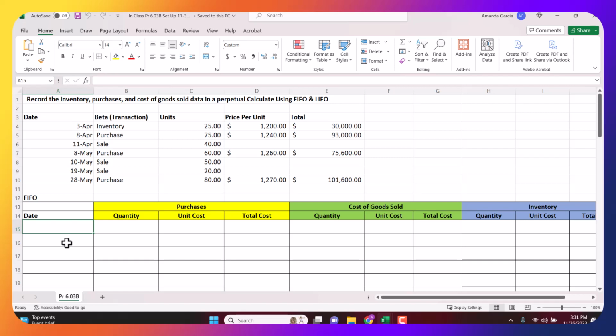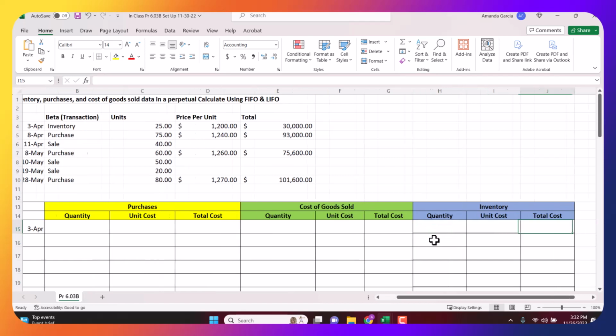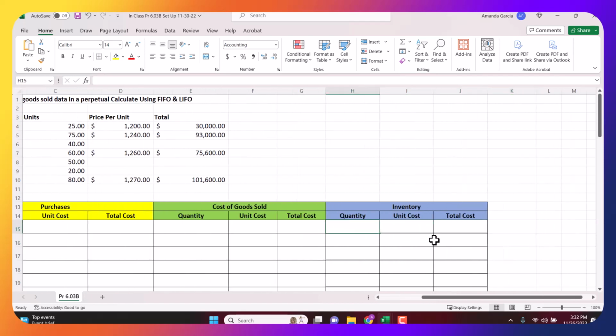So we're going to start with our first date, April 3rd. To overview what this is: if we're making a purchase, we want to be in the yellow category, the quantity, the units, and the total cost. If we're selling something, then we want to be in the green category, which is cost of goods sold. And inventory, we're going to track all of the time. Starting inventory we start with because we had already purchased that. We already have it on hand.